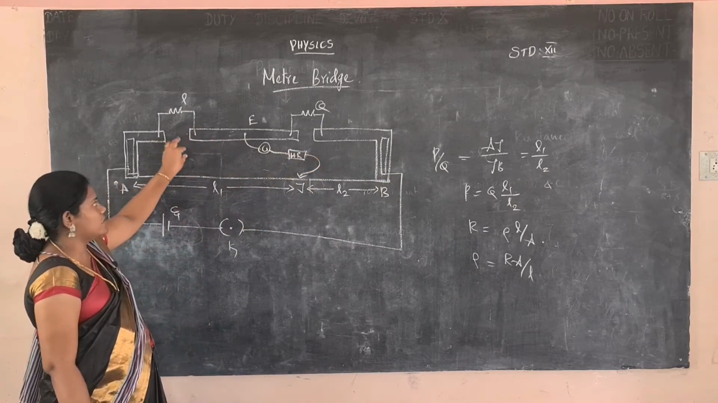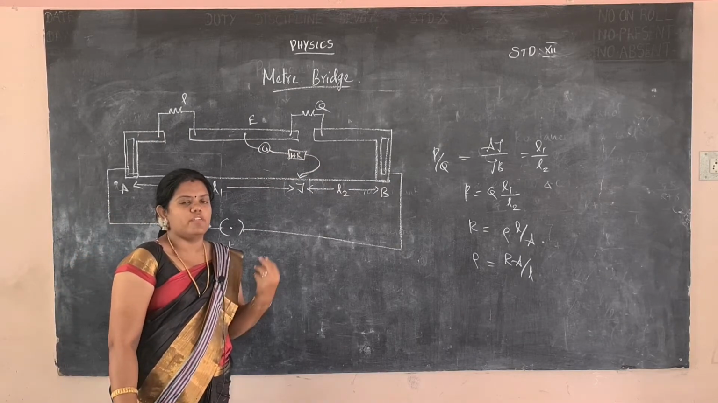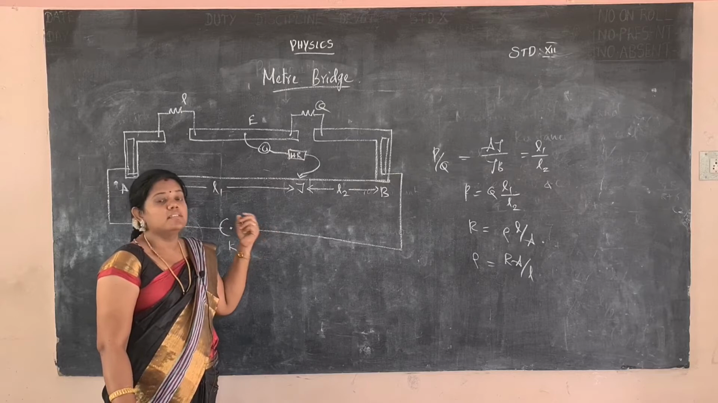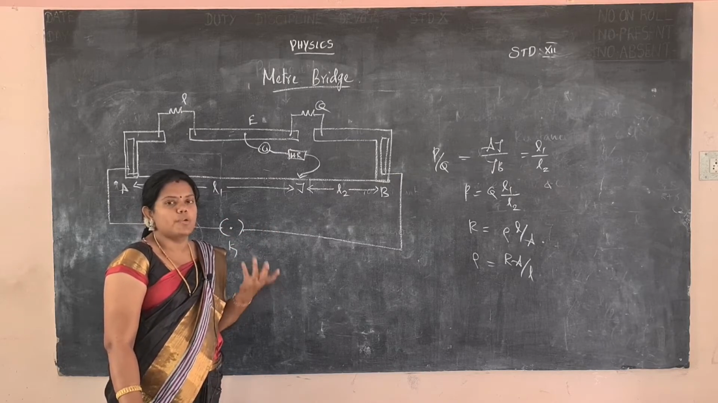So what is the meaning of unknown resistance? Any one wire that you fix in the gap, whose resistance we do not know.